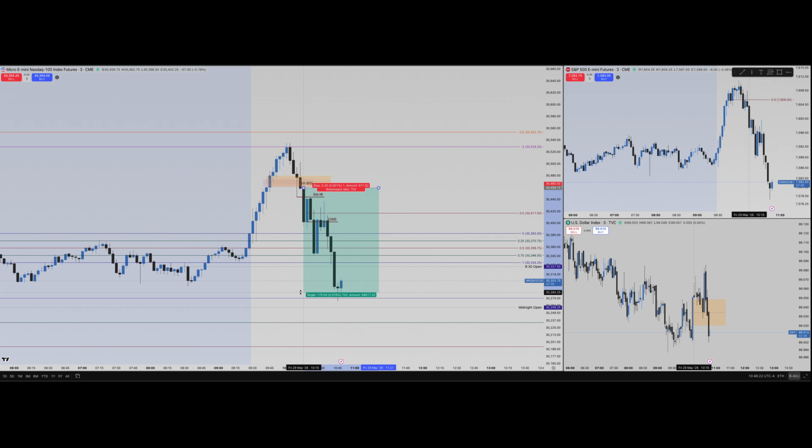I hope that helps you see how doing intermarket analysis can help you with your narrative and building support around your idea and sort of giving you an understanding of how to manage your trade. I hope this was helpful.